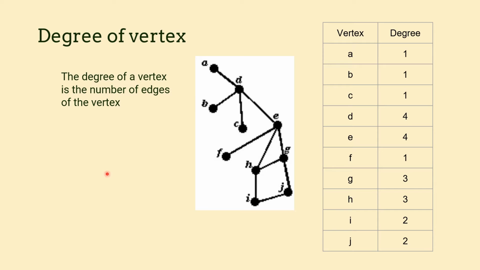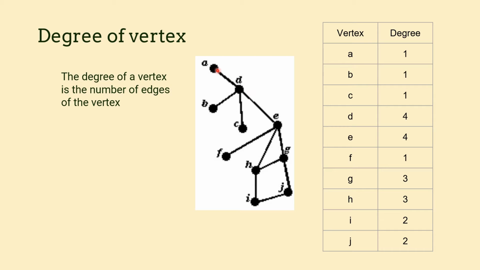Next is a degree of vertex. What is degree of vertex? The degree of vertex is the number of edges of the vertex. So I give you another example. A is connected to D. So the degree of vertex of A is 1. Next is B. B is connected to D. So the degree of vertex for B is 1. And C, you can see same as A, B. So the degree of vertex is 1.